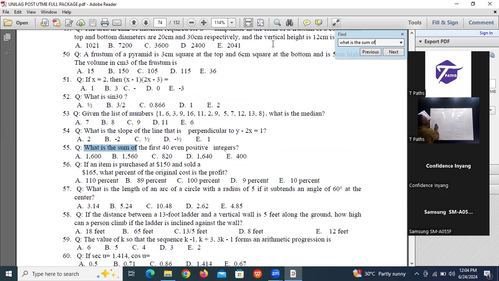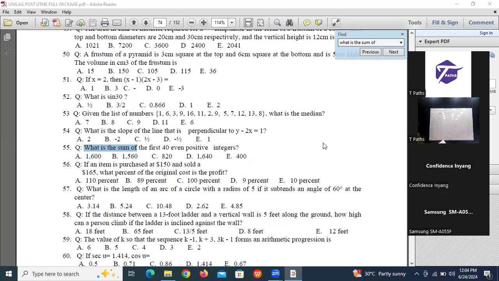Now, these are the kind of questions that will test your preliminary ideas of numbers. In mathematics, we believe that numbers can either be odd or even. So we want the sum of the first 40 even positive integers.